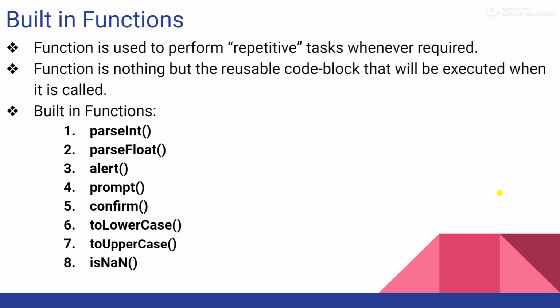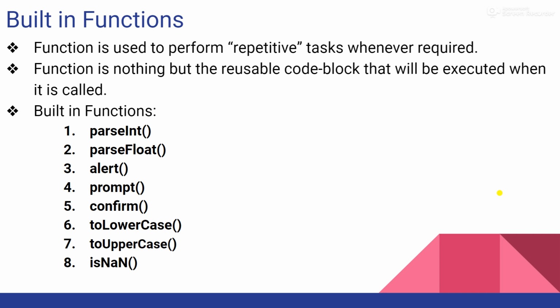So let us start. So what exactly is a function? A function is used to perform repetitive tasks whenever required. So suppose there is a particular task which we require to perform in our program many times. So what we do, we simply make a function of that name and we will use that function simply by calling it. You don't need to write those steps again and again. So when there are repetitive tasks to be performed, we generally make use of a function.